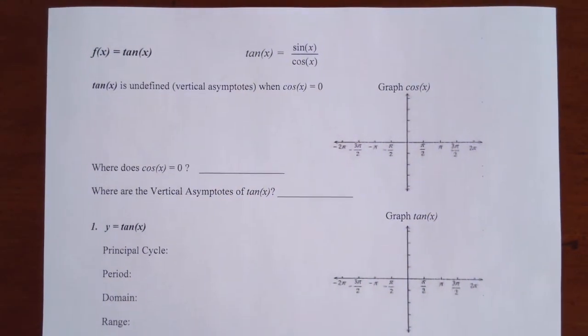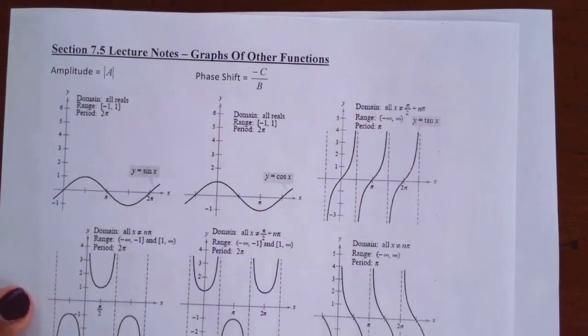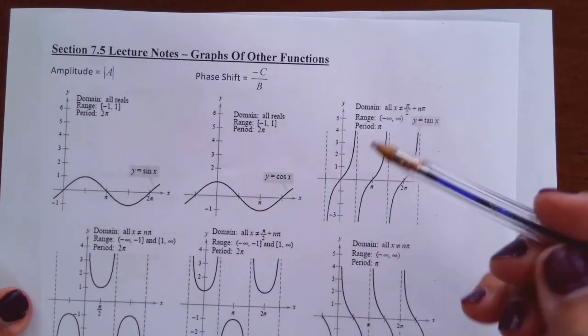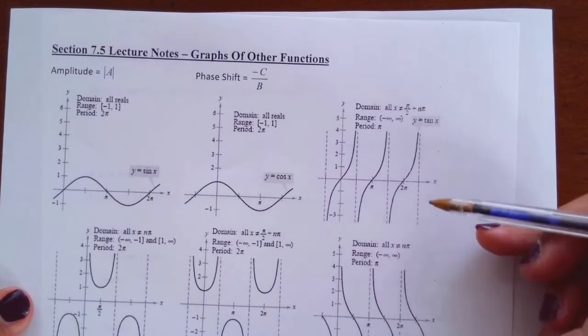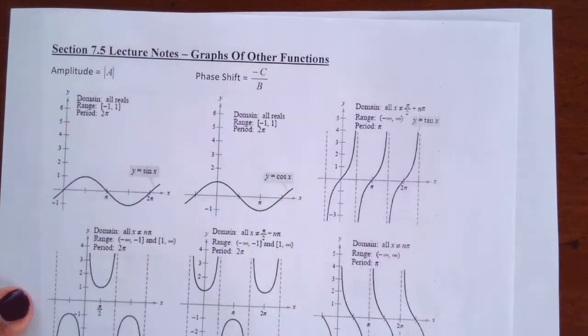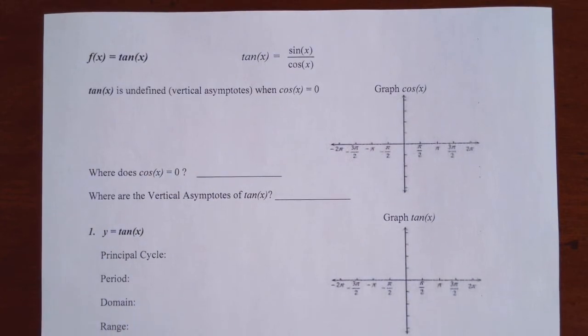All right, so how do we get the tangent graph? So we're going to start with tangent. Okay, now I know the graph is already here. Okay, this is what the tangent graph looks like, and these dotted lines are your asymptotes. So we're going to talk about why you have those asymptotes and where they are for tangent, and so we'll kind of get that same graph here.